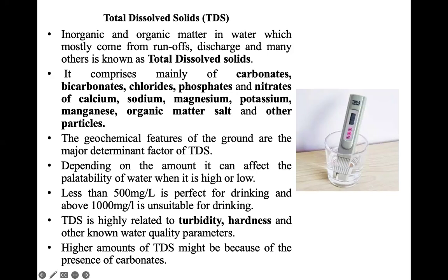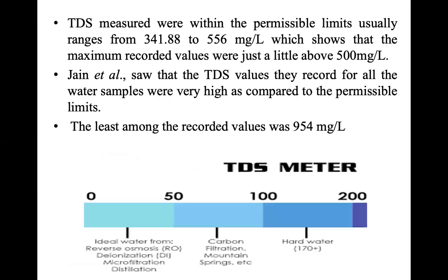Now, there's a correlation between the TDS and turbidity and hardness, and these are all linked to the quality of drinking water. Therefore, we expect that a high amount of TDS, once present, could be because of the presence of other carbonates present in drinking water. And the TDS is also measured using the TDS probe.